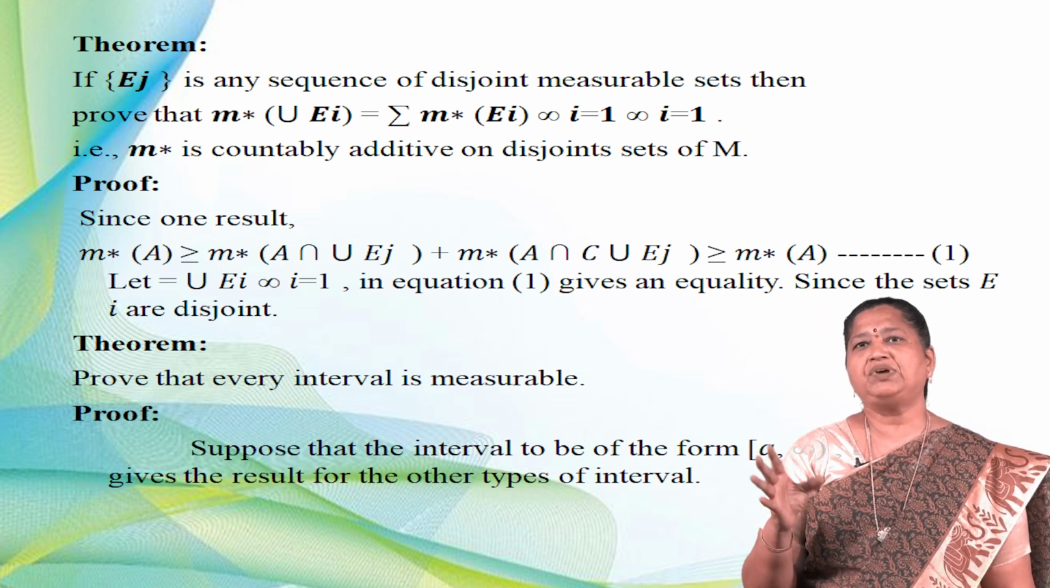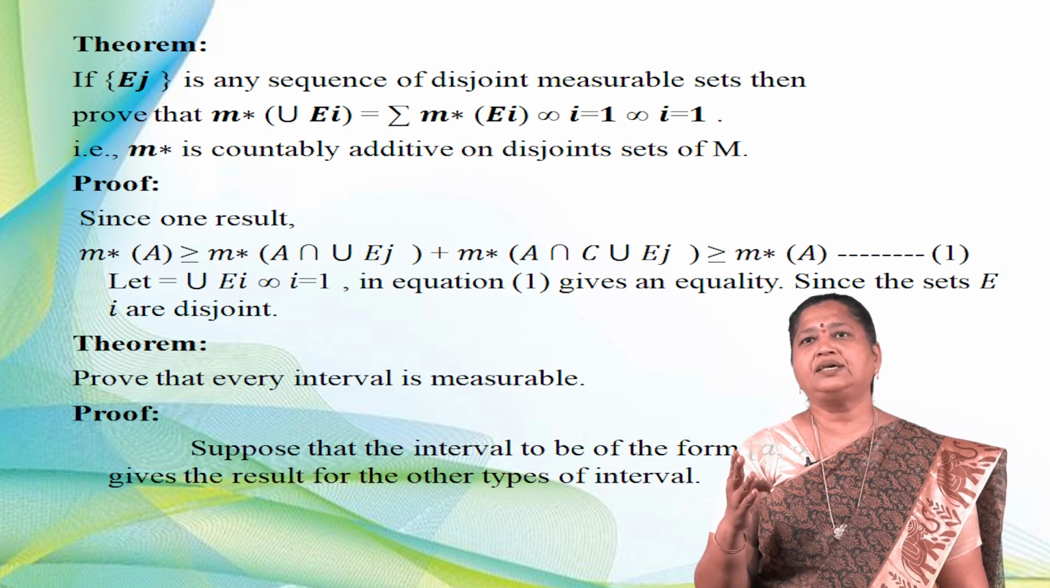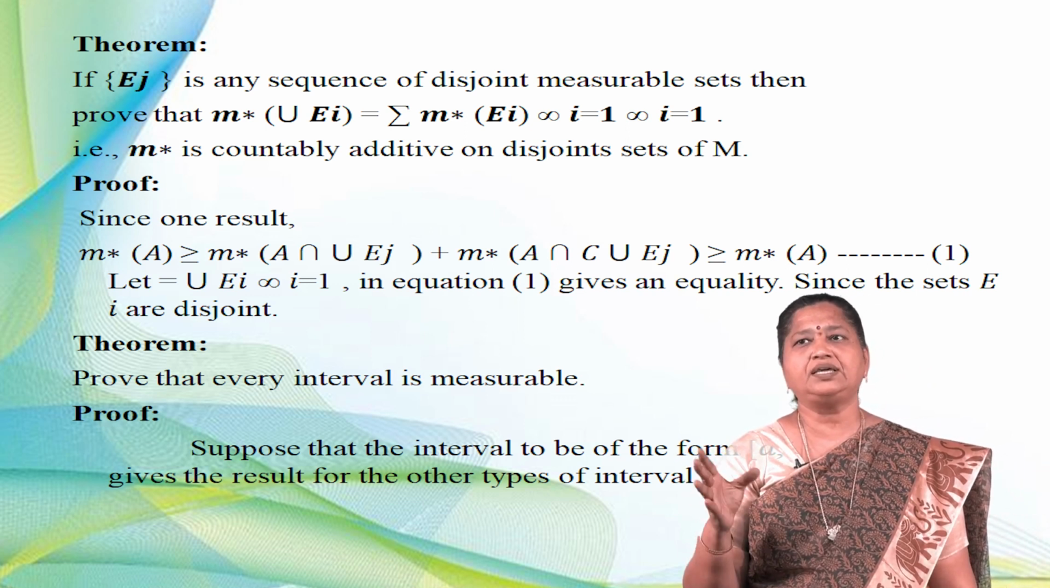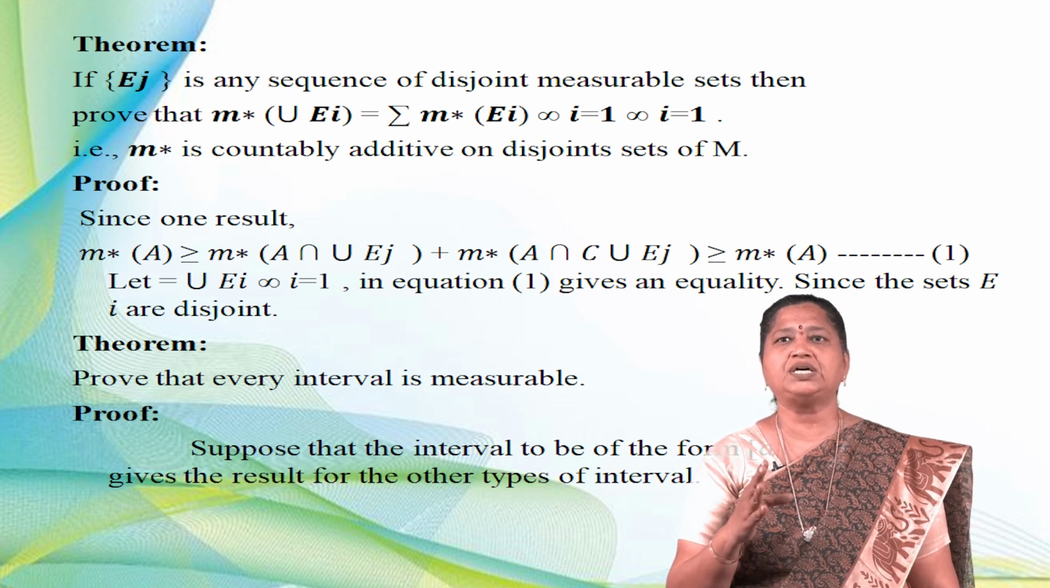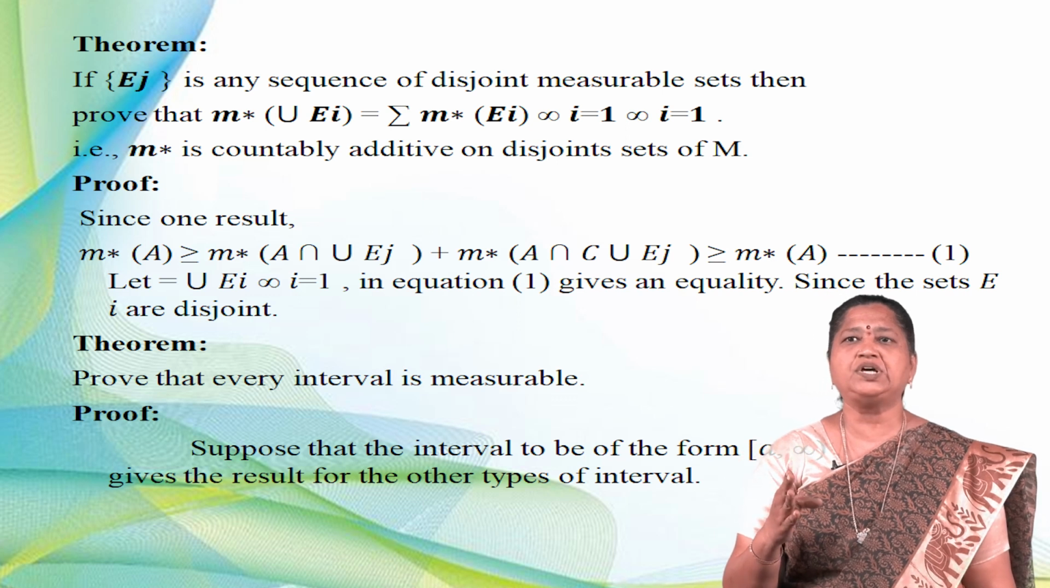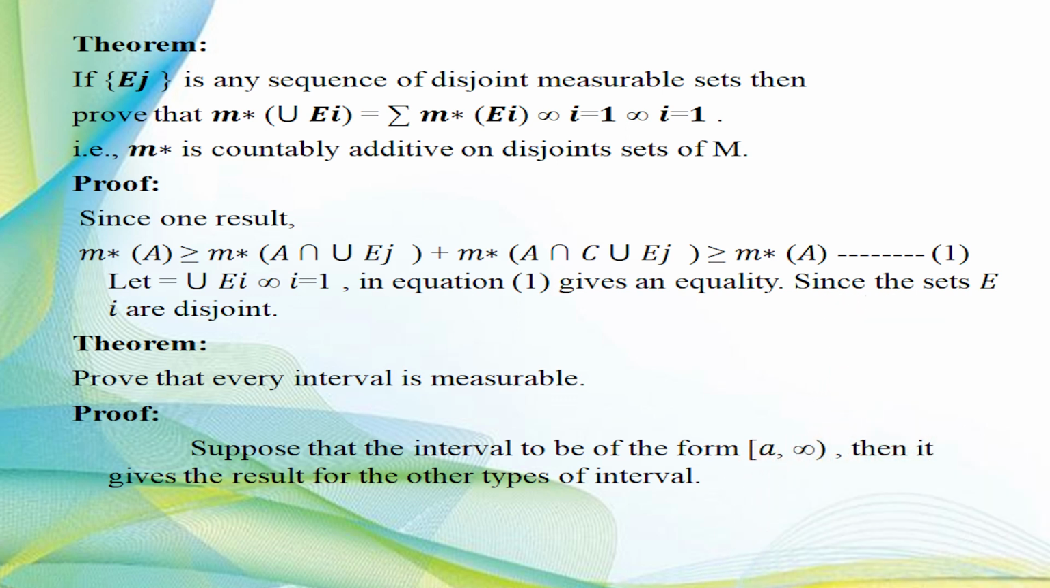So, we will take union of E_i, i equal to 1 to infinity. In equation 1 we will get the inequality result. So, the sets E_i are disjoint ones. The next theorem: prove that every interval is measurable.